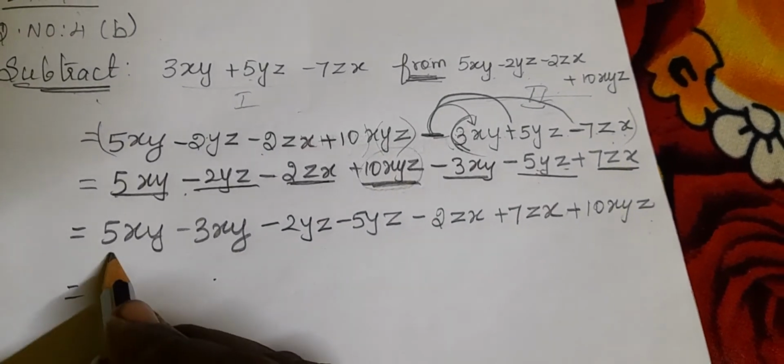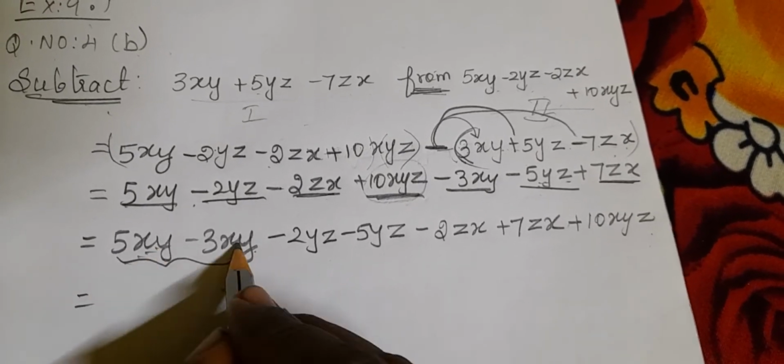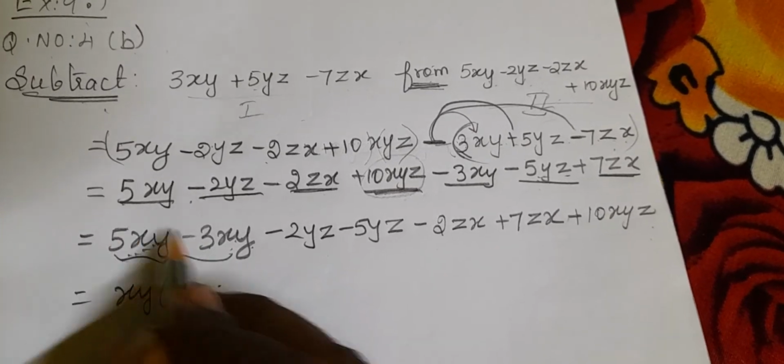Okay, now let us simplify the like terms alone. See, both are like terms. xy is common. Then within the bracket 5 minus 3.